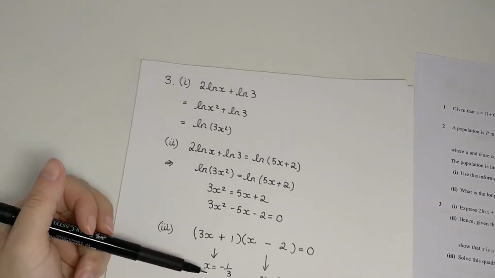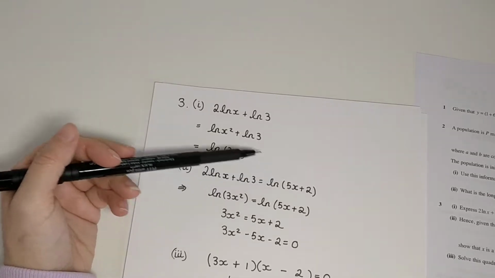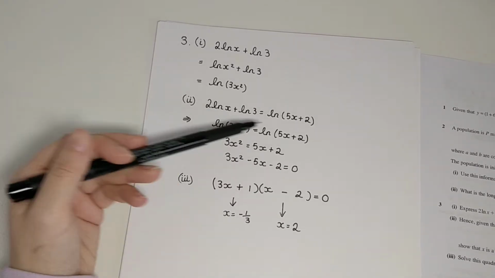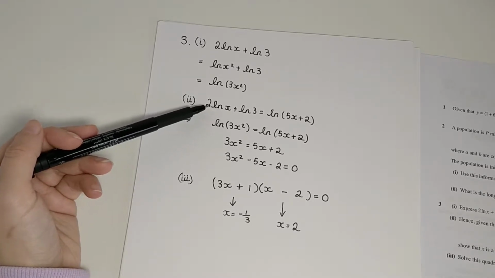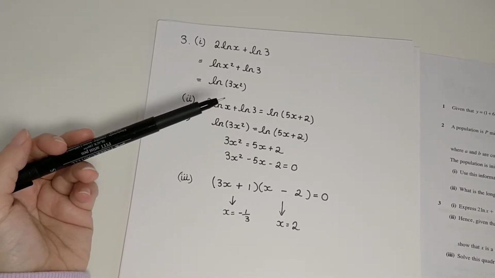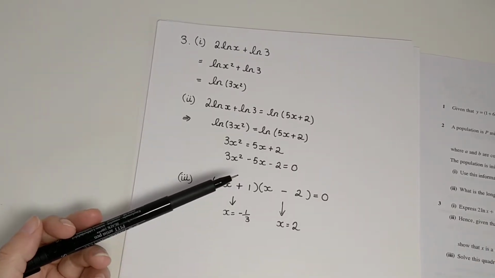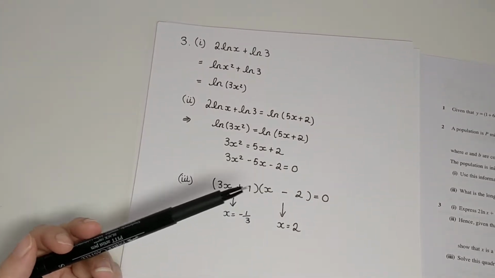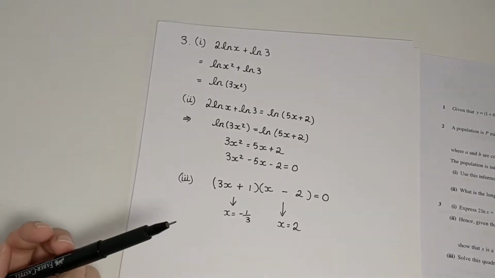Let's look at our original equation. We've got 2 log x plus log 3 equals log 5x plus 2. If I substituted x equals minus 1/3 into this equation, would it satisfy it? The answer is no, because I can't do 2 log of minus 1/3. Log of minus 1/3 does not exist. You can't do the log of a negative number, because that's like saying e to the power of something equals minus 1/3. There's no way that e to the power of something can equal minus 1/3, because the power on the e can only make it bigger or smaller, but it can't make it negative.